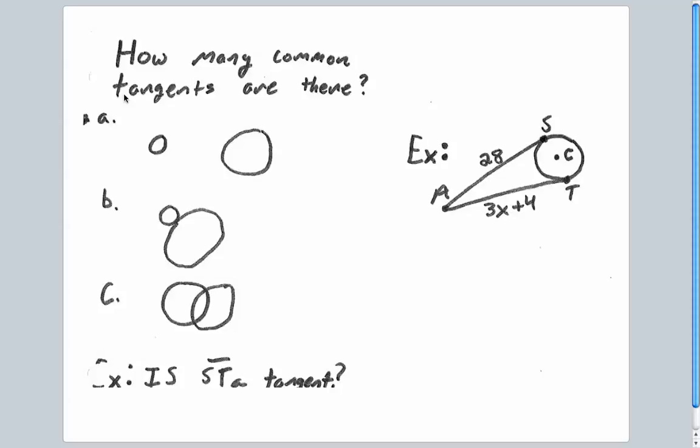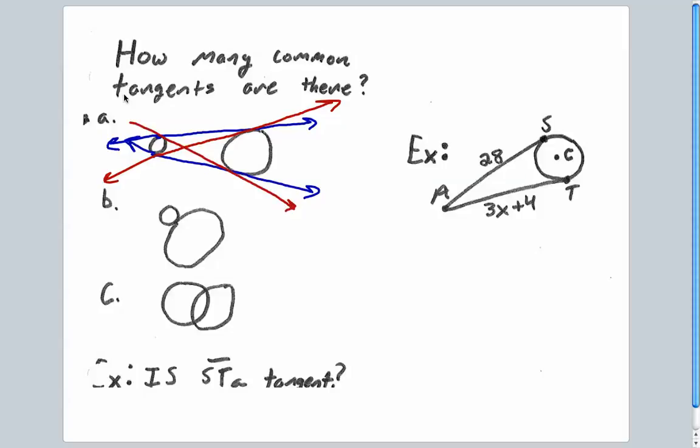First, we've got one here on the outside of the circles. That's one. We've got another one if we go to the other side of the circles. That's two. And then we've got those inside ones. If I've got one going here to here, that's one, and another going here to here, that's another one. So in this one we've got four common tangents.